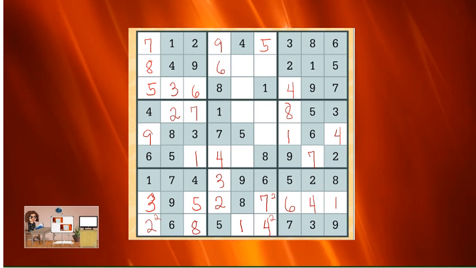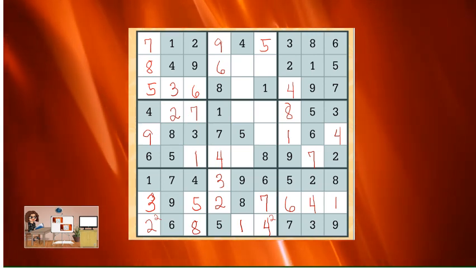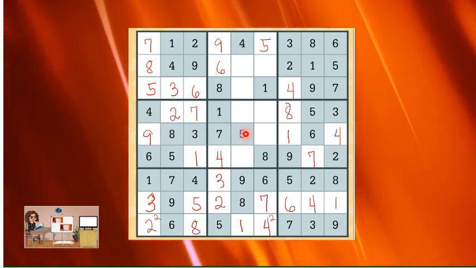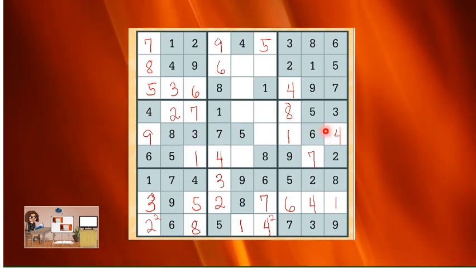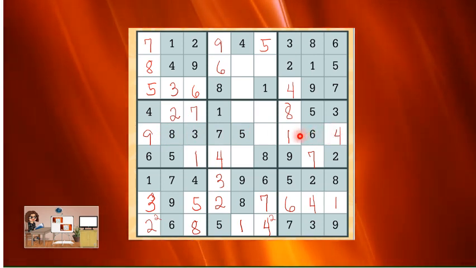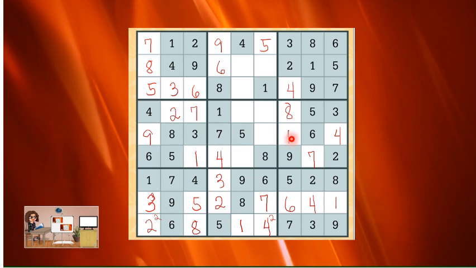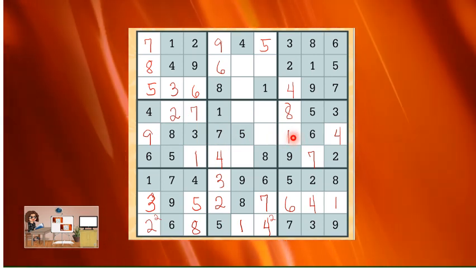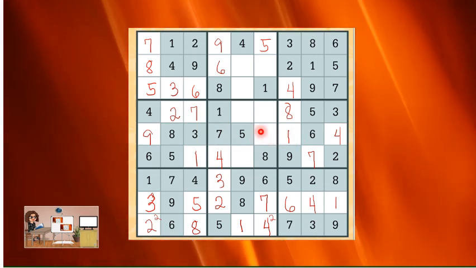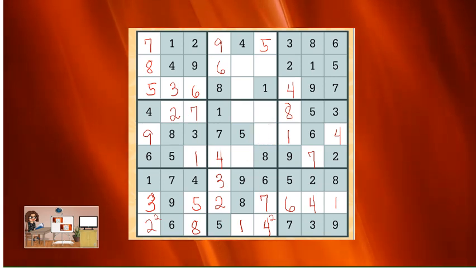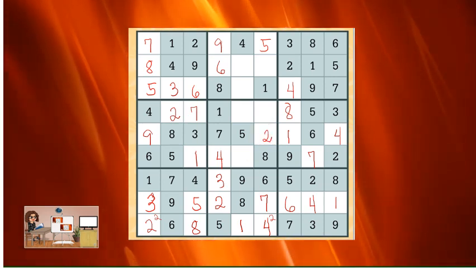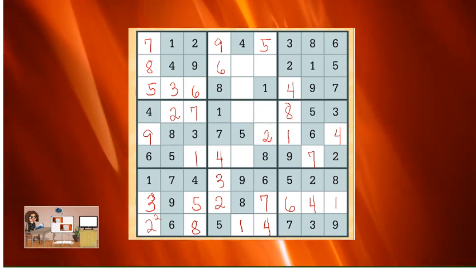Next, how about on this row? So we have the given are 1. So therefore 2 is missing. So on this cell we write 2. So we have to erase this 2 here.